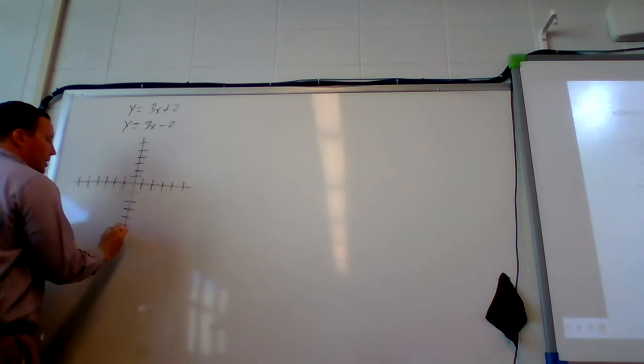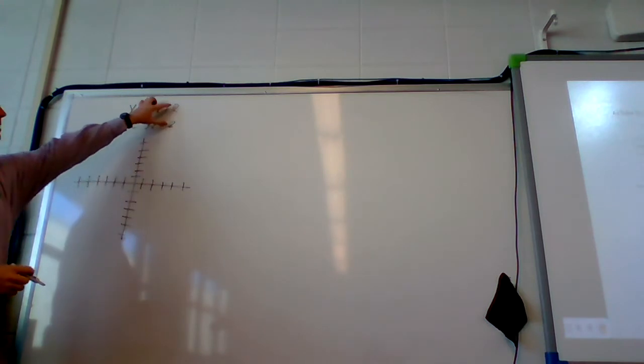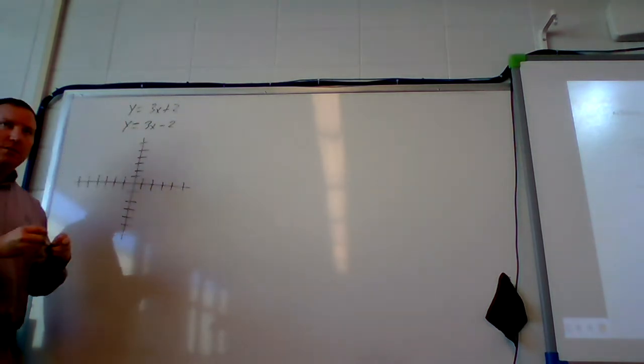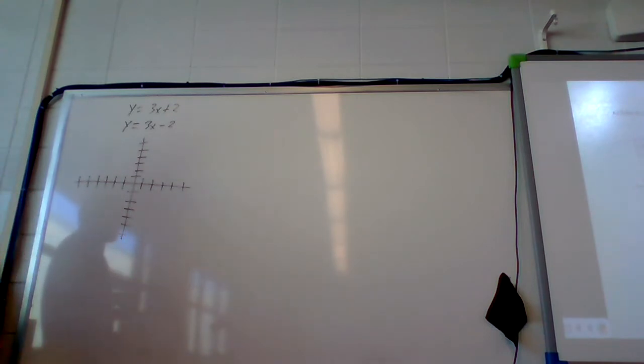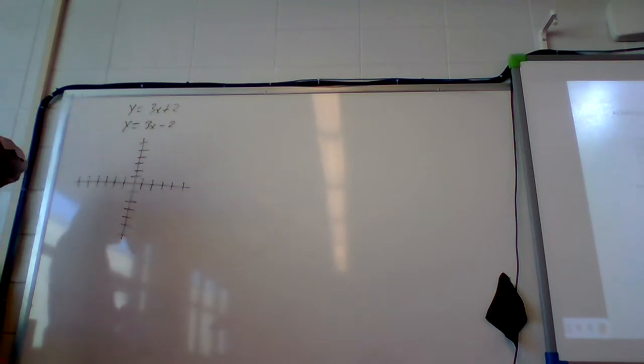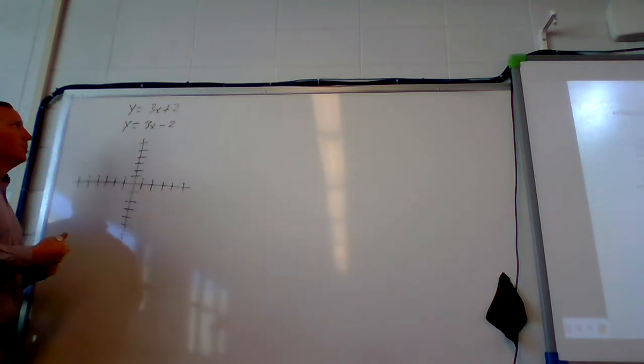They're parallel, right? They have the same slope, different y-intercepts. They're parallel, so how many solutions are we going to have? Zero, right? They're not going to cross each other. There's not going to be an intersection, so they're not going to have any solution. We still need to graph it though.